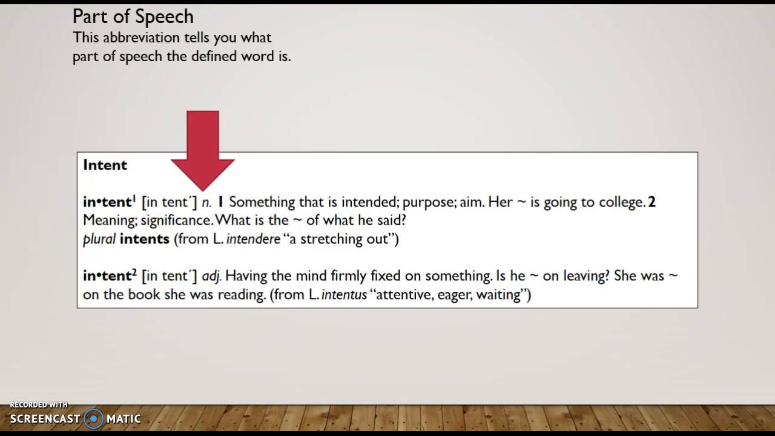Part of speech comes after the pronunciation. This abbreviation tells you what part of speech the defined word is. N suggests that this word is a noun. If you look just below our original entry here, we have another definition for intent, which is an adjective. You will need to be familiar with these abbreviations in order to understand the part of speech that these words are.